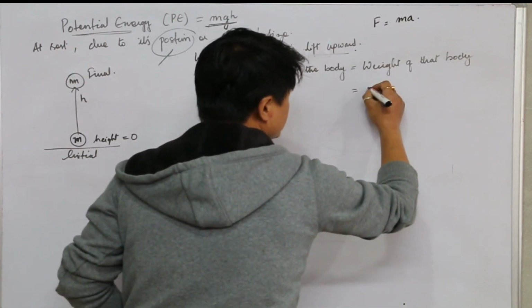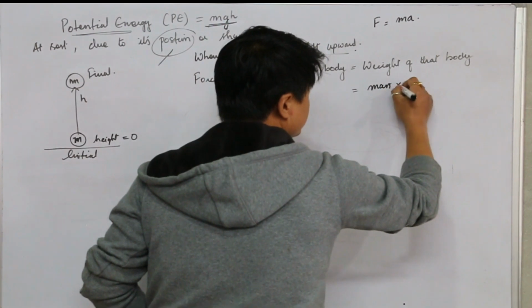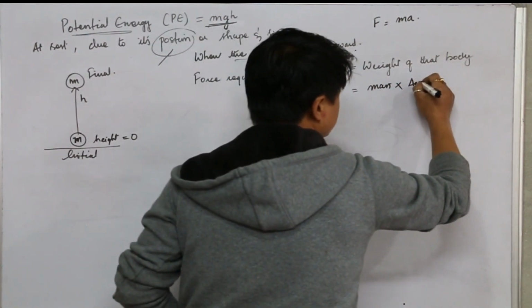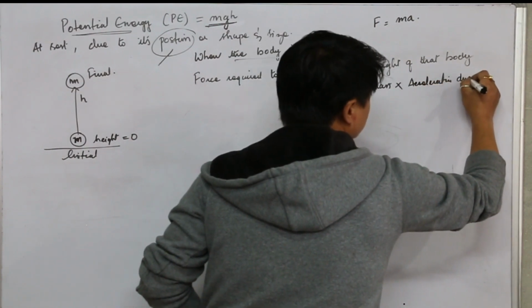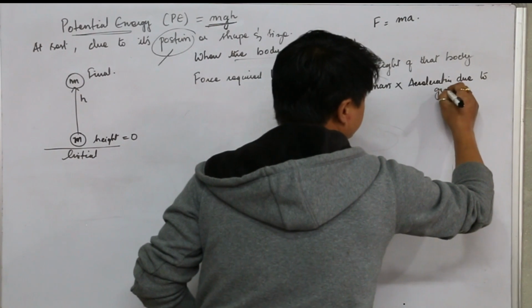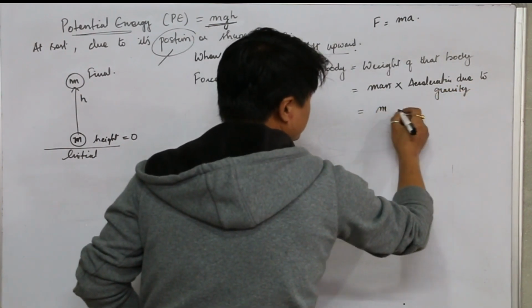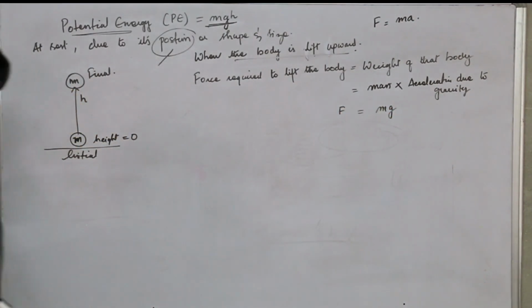Here mass is your m, the mass of the body, and acceleration is the acceleration due to gravity. So mass is m, acceleration due to gravity is g, so your force will be mg.